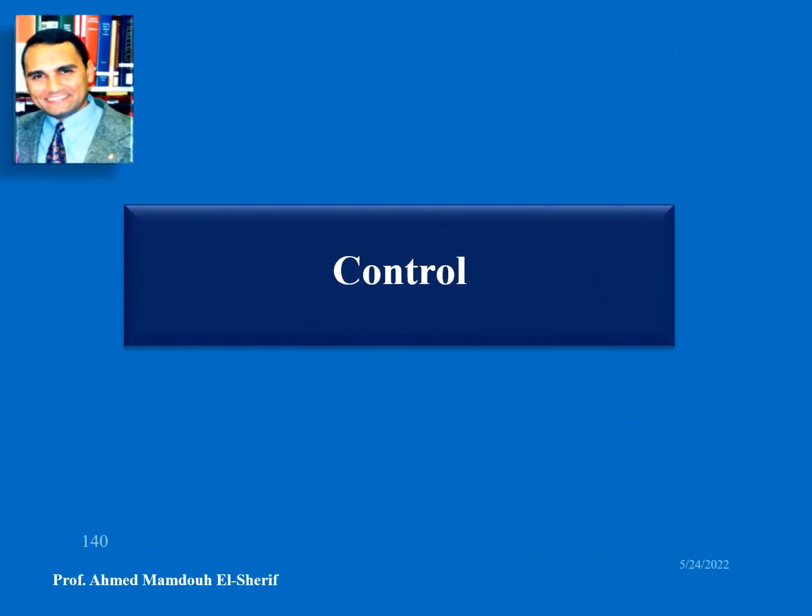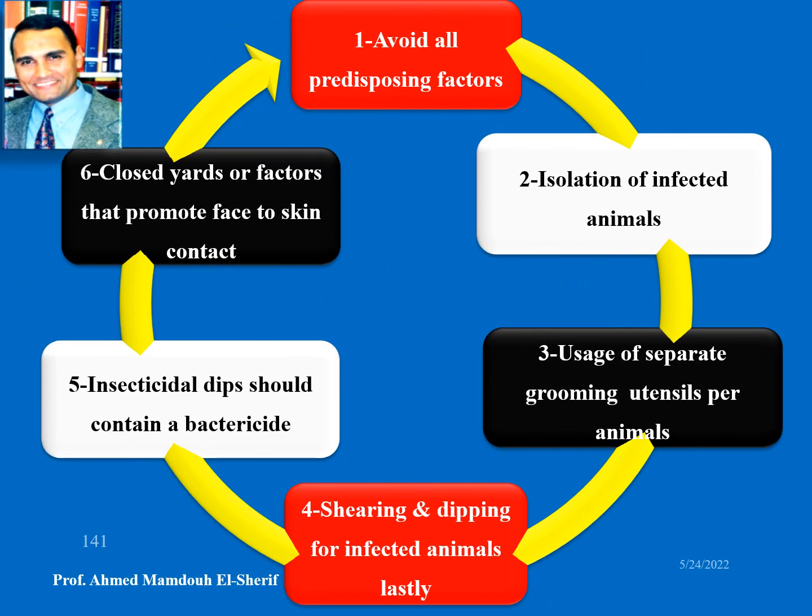Control of dermatophilosis. Control of dermatophilosis includes the following. Number 1, avoid all predisposing factors. Number 2, isolation of infected animals from sound ones. Number 3, usage of separate grooming utensils per animal. Number 4, shearing and dipping of infected animals at the last trip. Number 5, insecticidal dipping should contain a bactericidal treatment. Number 6, avoid closed yards or factors that promote face-to-skin contact.